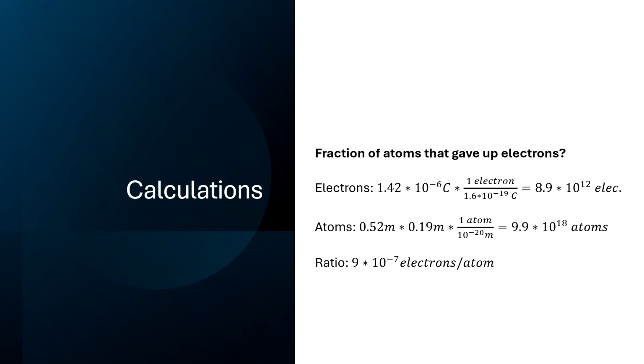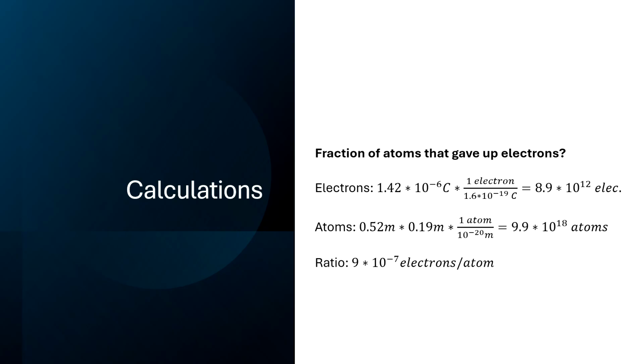For the second part of the lab, I determined the approximate fraction of atoms that gave up electrons. So I divided the charge of each piece of tape by the electron constant to get the number of electrons, then divided the area of the piece of tape by the approximate area of an electron, and ended up getting a ratio of 9 times 10 to the negative 7th electrons per atom, which makes sense given that tape is not particularly conductive.